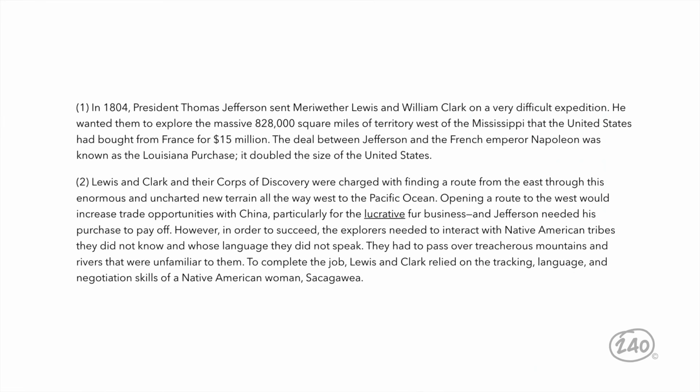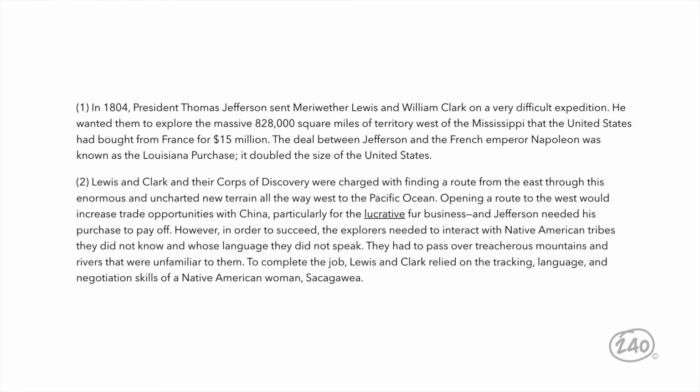Now, let's look at some reading questions. First up, questions aimed at can you read? In 1804, President Thomas Jefferson sent Meriwether Lewis and William Clark on a very difficult expedition. He wanted them to explore the massive 828,000 square miles of territory west of the Mississippi that the United States had bought from France for $15 million. The deal between Jefferson and the French Emperor Napoleon was known as the Louisiana Purchase. It doubled the size of the United States.